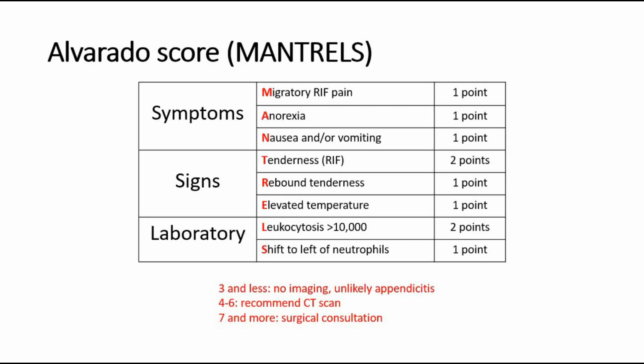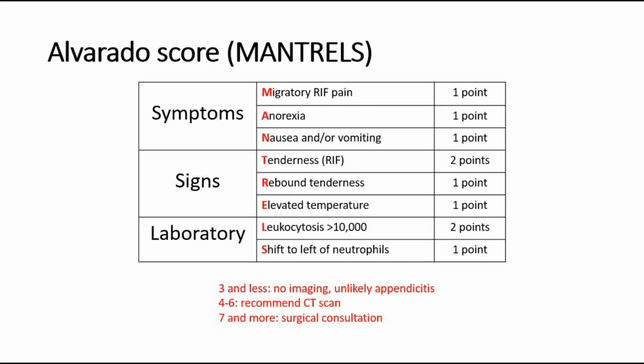By calculating these points, if the total is 3 and less, then it is unlikely to be appendicitis. If the total is 4 to 6, we would recommend a CT scan to rule out appendicitis and to diagnose. And if the total is 7 and more, we will need surgical consultation because of high possibility of appendicitis. The full marks of the Alvarado score is 10 points, and this is quite a useful tool to diagnose acute appendicitis.